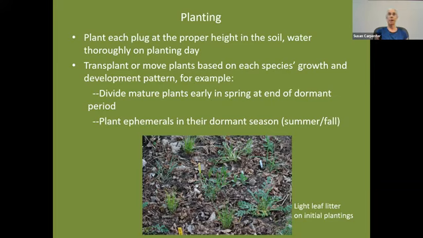And then with ephemerals, so if you have the spring woodland plants, you want to plant them in their dormant season. So right now, a lot of the nurseries in June are having sales of bare root ephemerals. And so this is a good time. They've already gone dormant, and so their next growth season will be next spring. And that's a good way to gain some more ephemerals if you're looking for that.